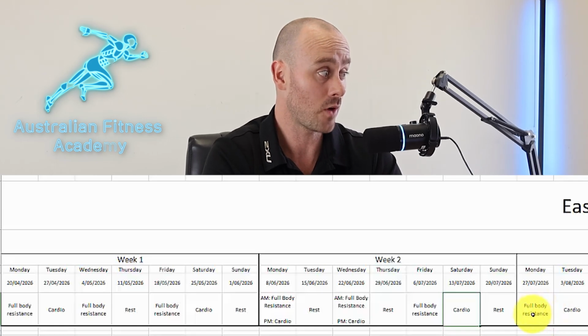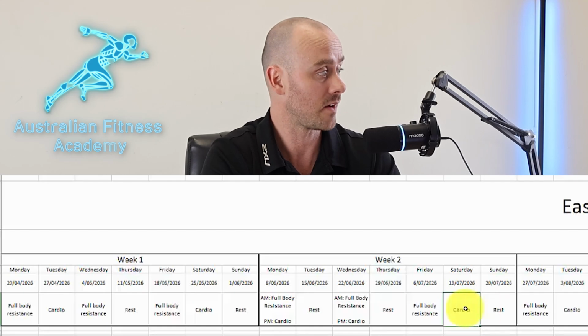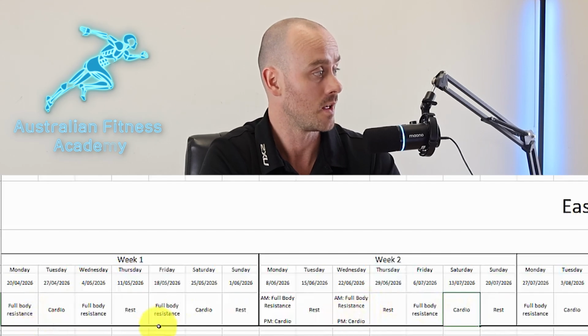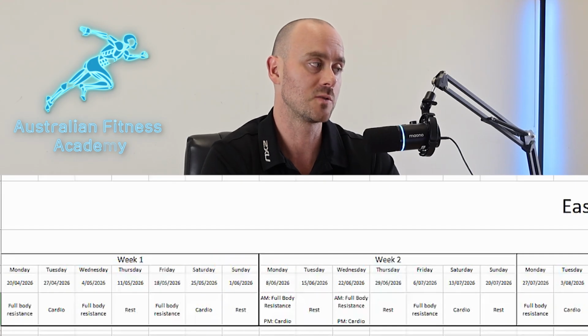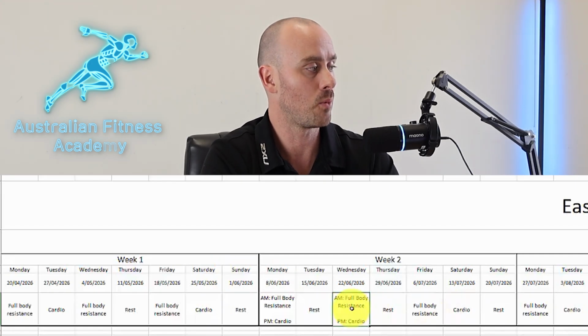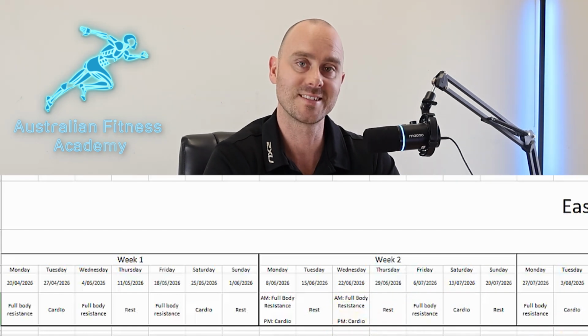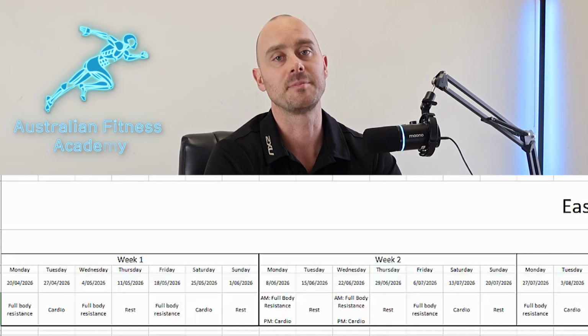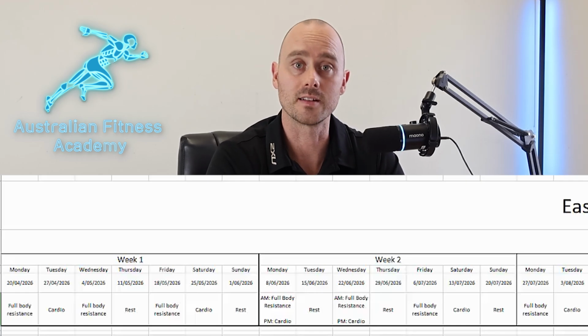In this next example, we've got full body, cardio, and then resistance plus cardio on the Friday. That's very similar to the first one, except we've merged resistance and cardio on the Friday, which basically means I've taken cardiovascular training out of the Saturday and put it as one session, whereas we had AM full body and PM cardio. This is more if we can merge resistance training and cardio into the same session. This will suit certain clients.